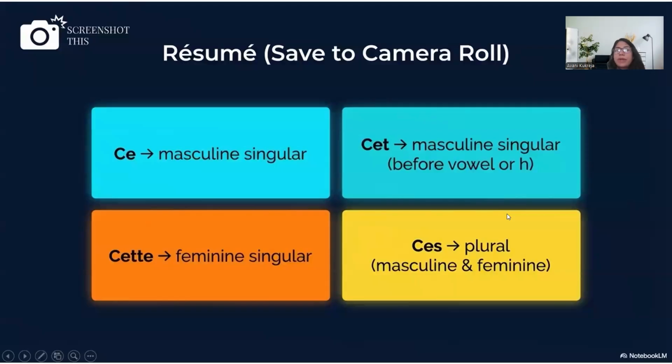So again, a quick recap. Ce is used for nouns which are masculine singular. Cet is used with nouns which are masculine singular and start with a vowel or h. Cette is used with nouns which are feminine and singular. And ces is used with nouns which are plural, whether they're masculine or feminine. So please remember this and revise.